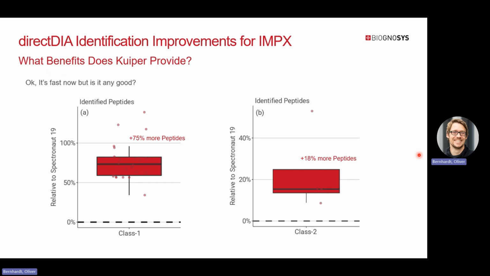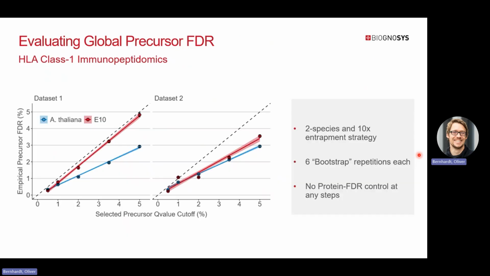Obviously, an important question when raising identifications is what the quality of these identifications is. And we went to great lengths to evaluate our false discovery rate. Here you can see an example of 2 different entrapment strategies that we're using, one being a 2-species test using human and Arabidopsis thaliana with an unspecific search, and the other one being a 10x entrapment strategy, a synthetic entrapment strategy. Each of the 2 data sets was run in 4 different filtering steps and 6 different bootstrap reanalyses, basically to get a feel for the reproducibility of the FDR.